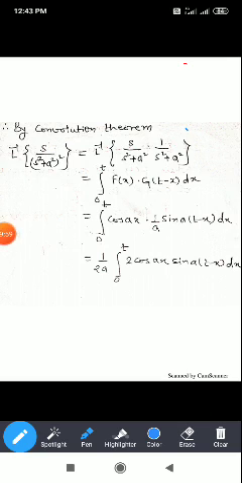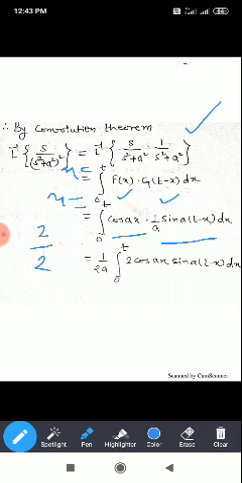So whenever we apply the convolution theorem here, this term is equal to the integral of f(x) g(t − x) dx, with the integration from 0 to t. We remember this limit varies from 0 to t, or we can say x equals 0 to x equals t. So in place of f(x), we can put cos ax. In place of g(t − x), we can put 1 upon a sin a(t − x) dx.